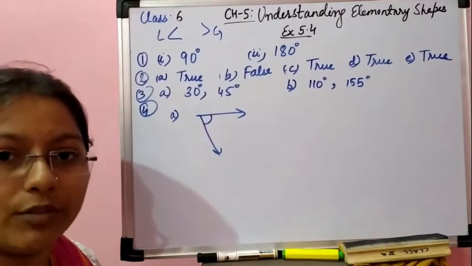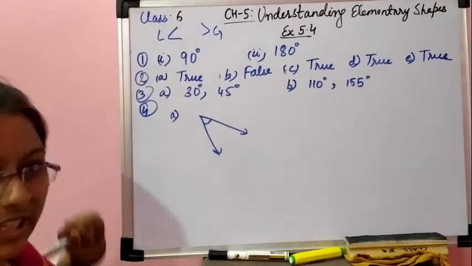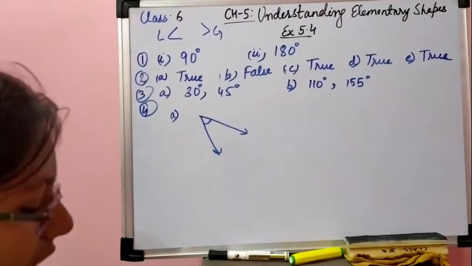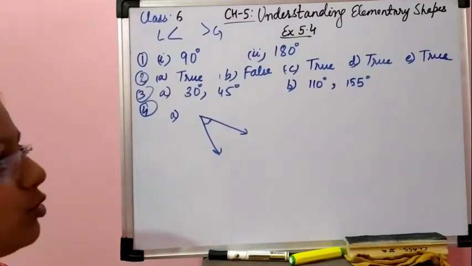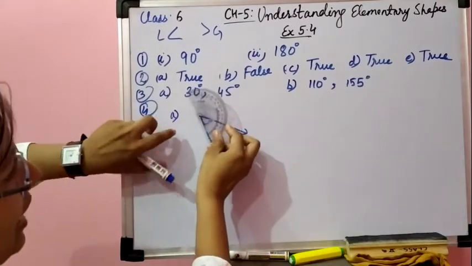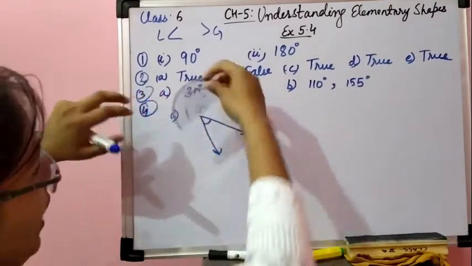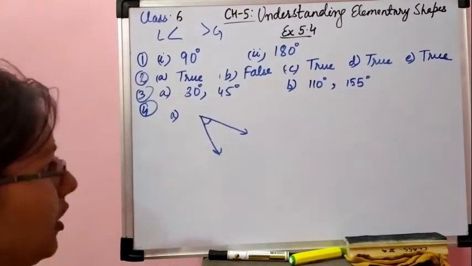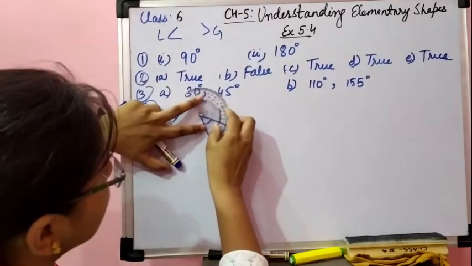So let's see how we will measure. Now in this fourth question A part, we have to measure these angles by using this protractor. We have understood how you can use this protractor. I can choose any one of these as base angle. I can put it this way also, I can put it this way also. It's completely my choice. From wherever you are comfortable, I am putting it this way.